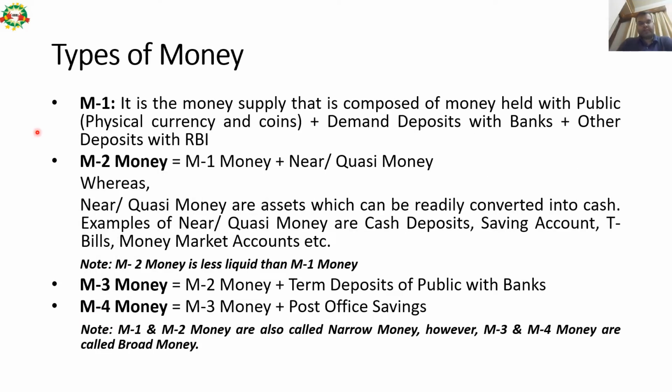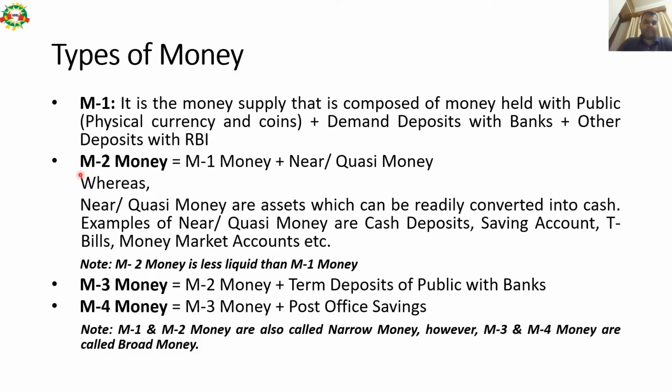This is also another set of money, types of money, and many times a theory question comes out of it. Sometimes numericals also come, but normally a theory question comes out of it. These are M1, M2, M3, M4 money. So let us understand. M1 money is also called narrow money. Please do remember, M1 money and narrow money are one and the same thing. It is the money supply that is composed of money held with the public, that is physical currency and coin, plus demand deposits with banks, plus other deposits with RBI. So put together, this is M1 or narrow money.